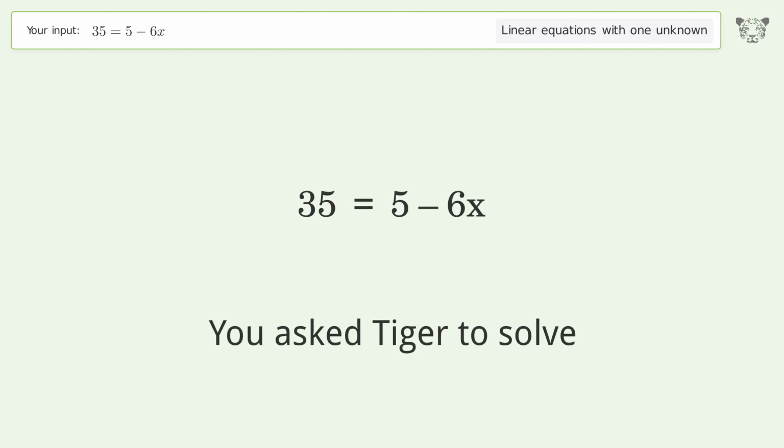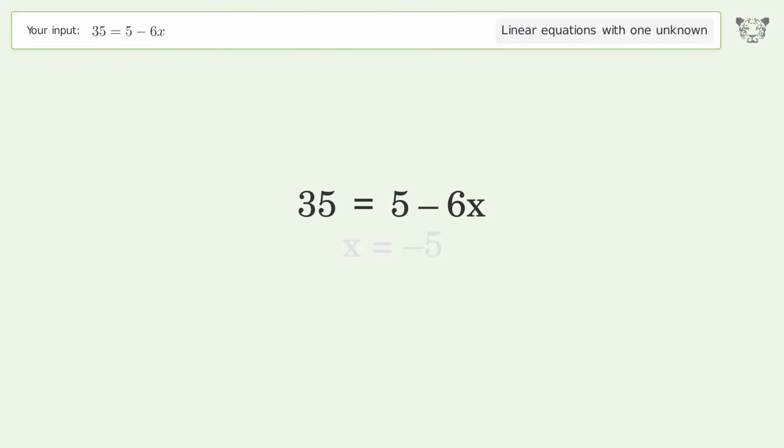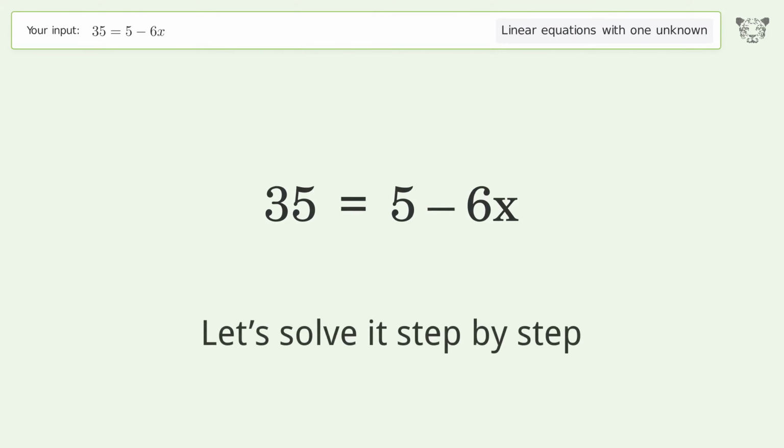you ask Tiger to solve. This deals with linear equations with one unknown. The final result is x equals -5. Let's solve it step by step.